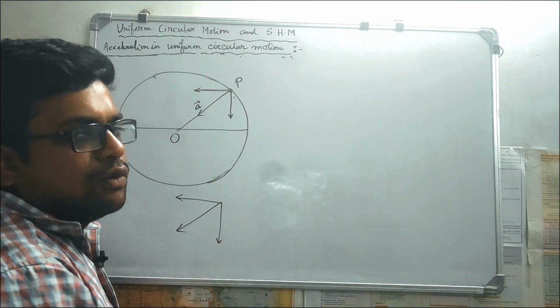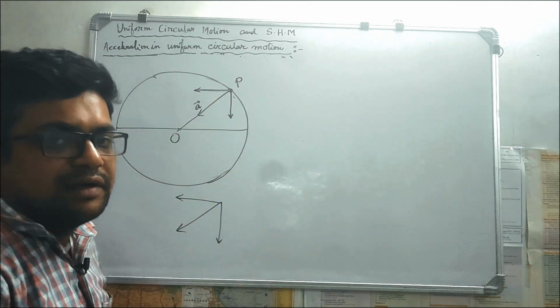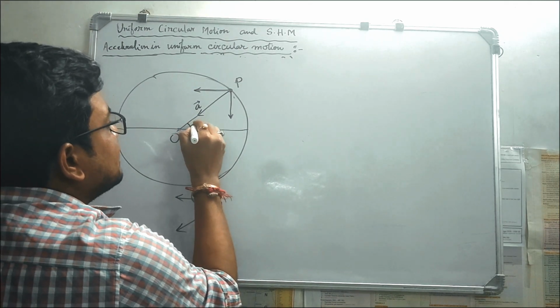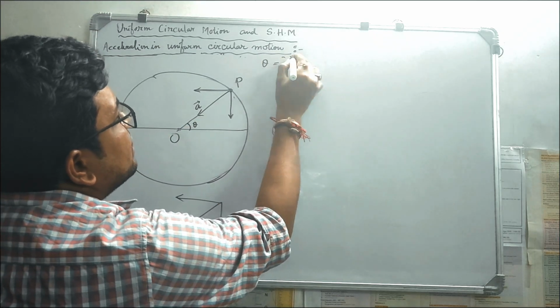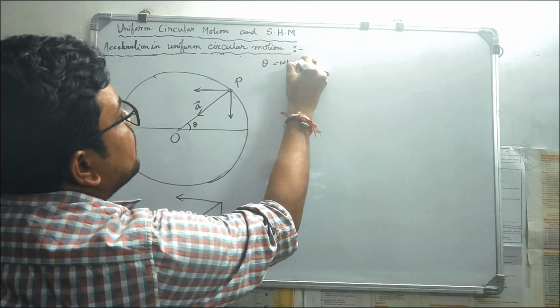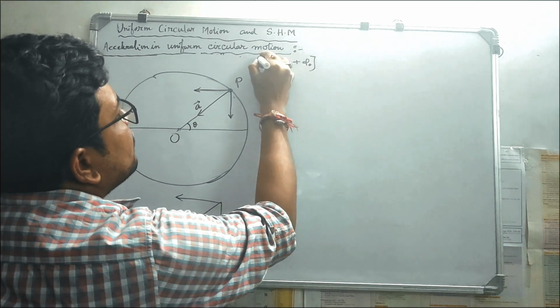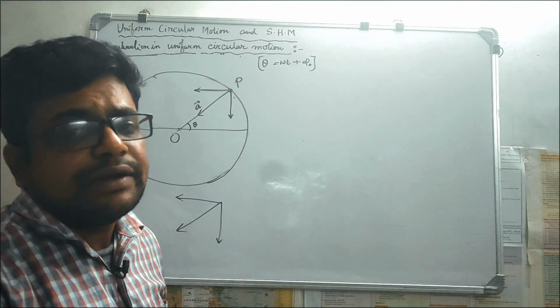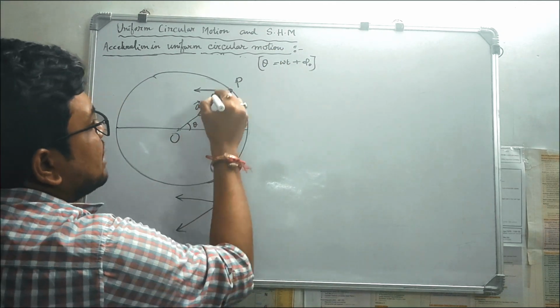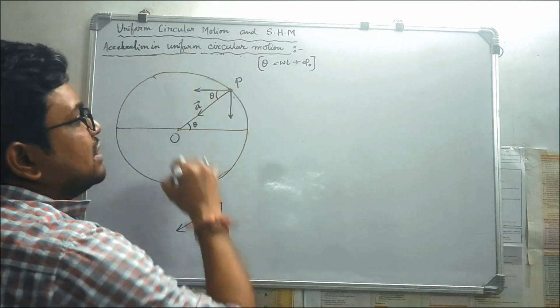One is vertically downward, another is horizontal in the left side. Okay, so if I am taking this angle as theta, then theta is equal to omega t plus phi naught. This is theta equals omega t plus phi naught, right? So if it is theta here, it is also theta there. Why?